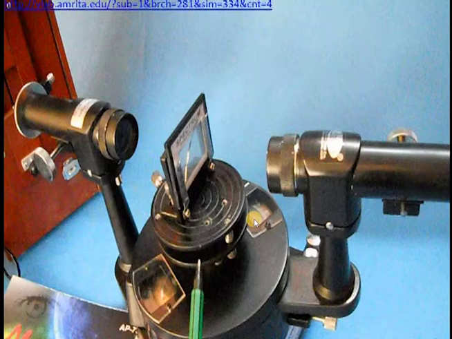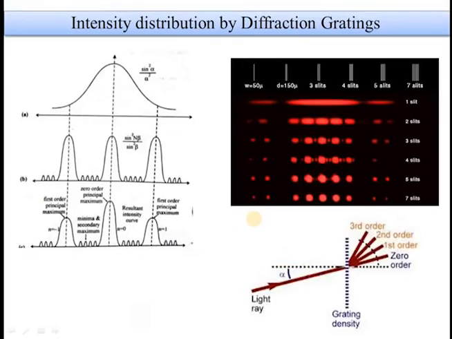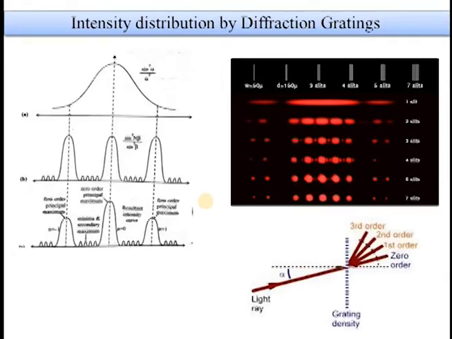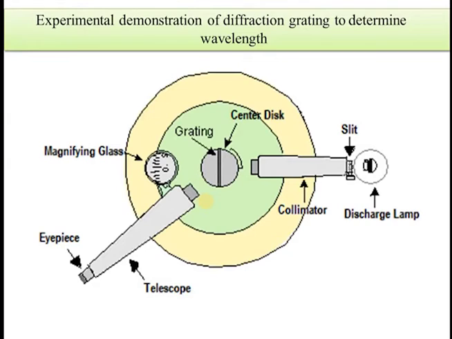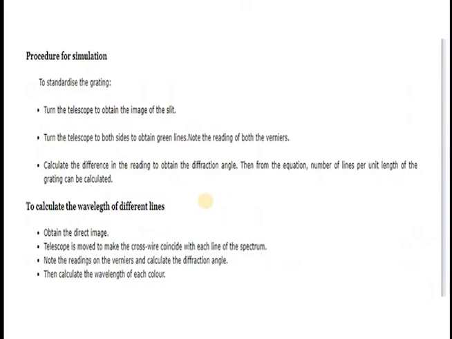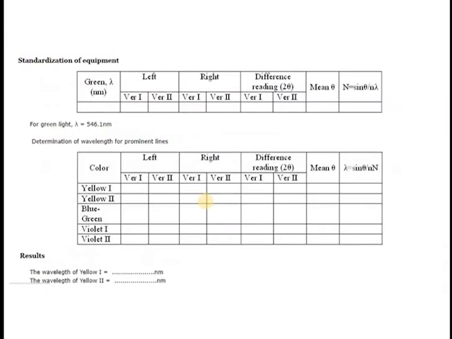Okay, so hope you understood the experiment, and this is the grating equation: (a plus b) sin theta is equal to plus or minus n lambda, or sin theta is equal to plus or minus n lambda, which is the grating law. So go through this. This is the experimental arrangement. I have given the description in the slide of how you set the normal incidence position and the procedure, and how you're going to do it in the lab.